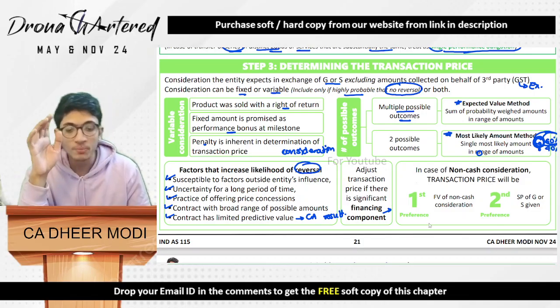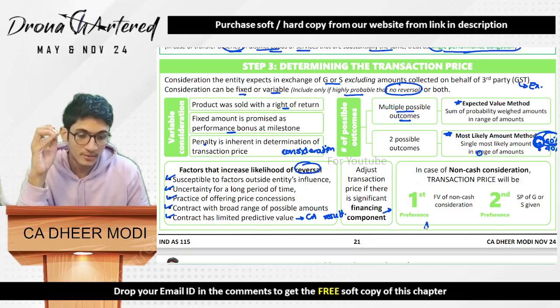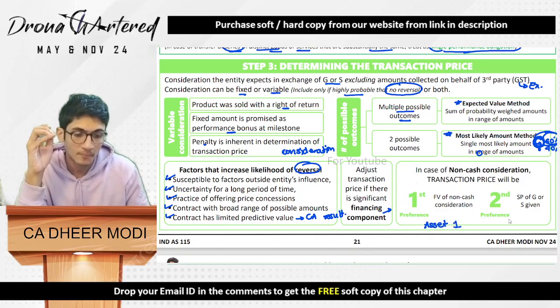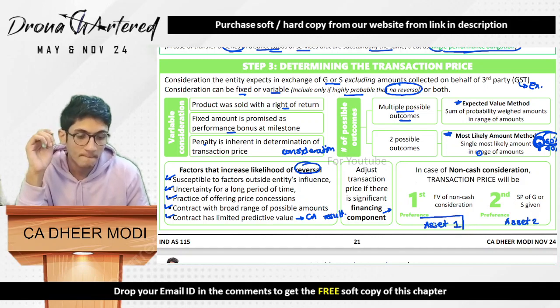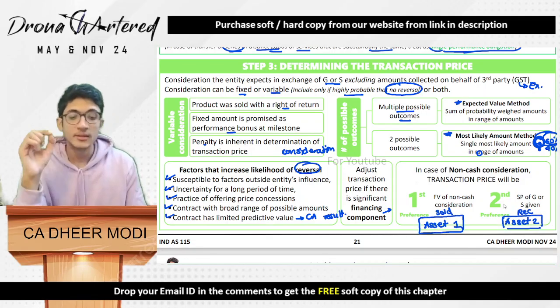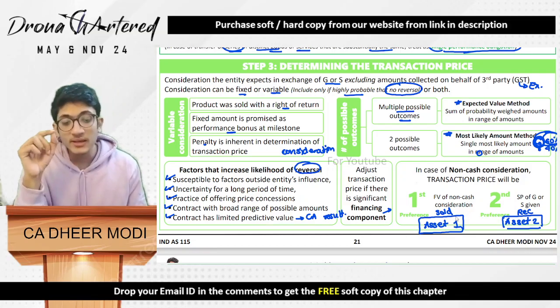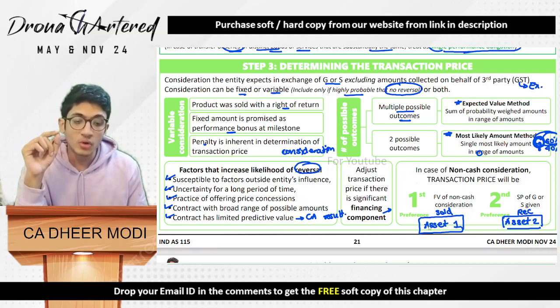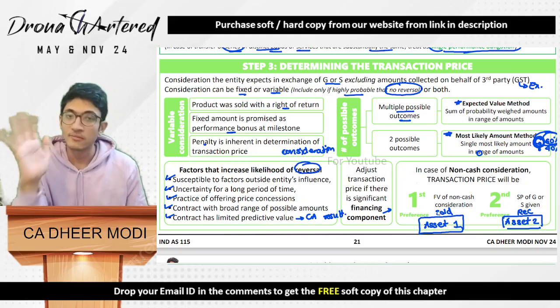So there will be two preferences. Say for example, this is my asset 1 and this is my asset 2. I am selling asset 1. This is sold and I am getting asset 2, that is, receiving asset 2. In such a case, what will be my transaction price for selling this asset 1? That is what we are trying to figure out.